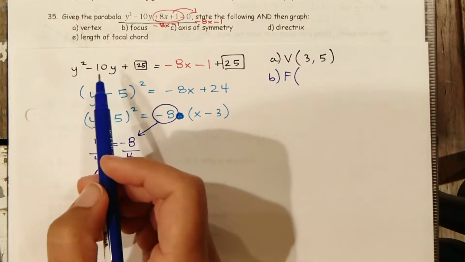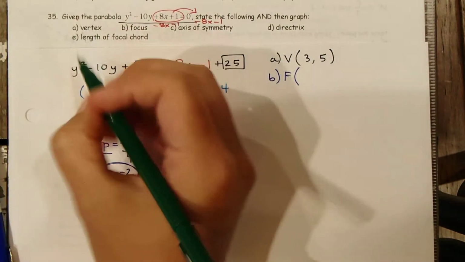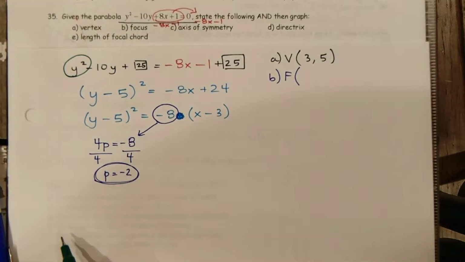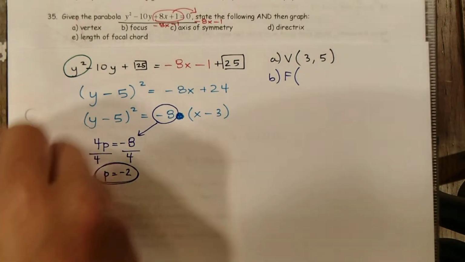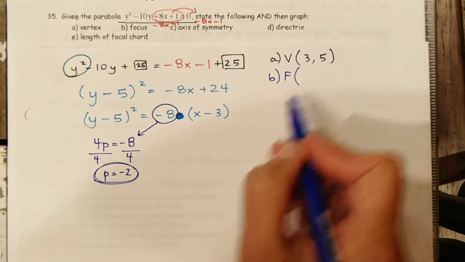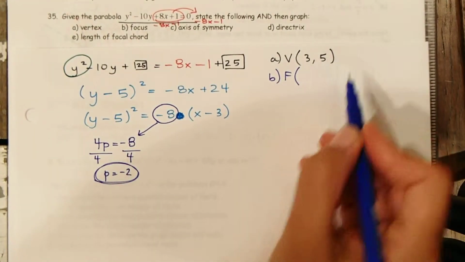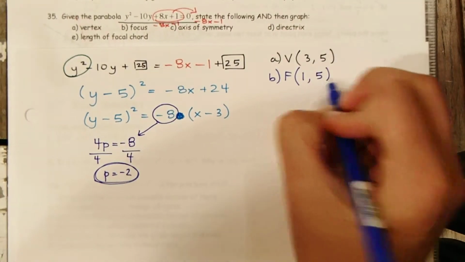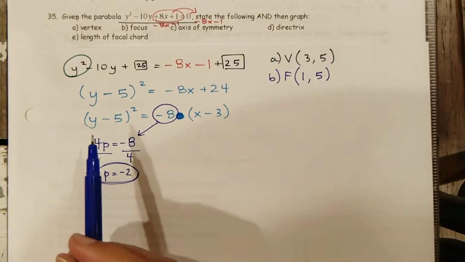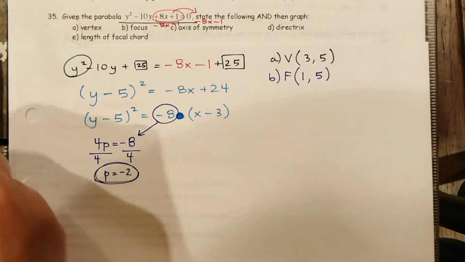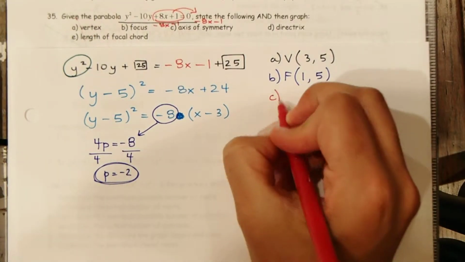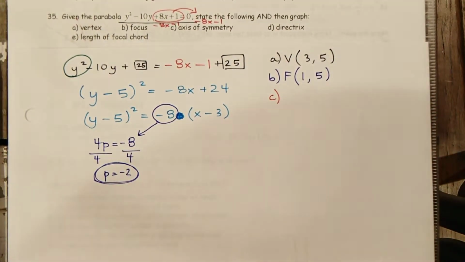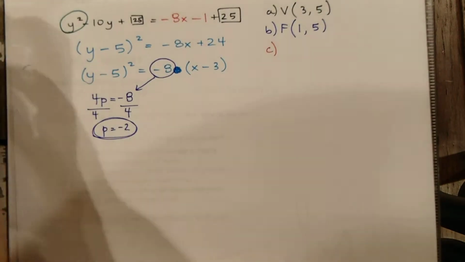And now, just as a quick review, because this has y squared, I know it opens to the left. All right. So the focus is going to be to the left 2 of the x-coordinate because I know it's on the axis of symmetry. So it's going to be located at 1, 5. All right. Now the axis of symmetry. The axis of symmetry is located at the vertex. So it may help if we go ahead and graph this. Let's go ahead and do that when we finish finding these things.